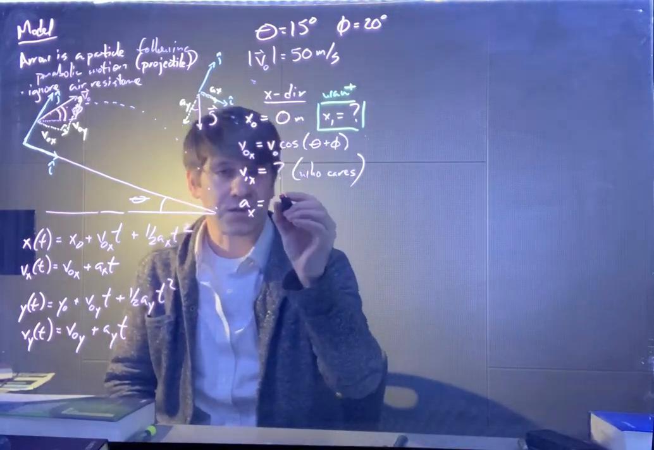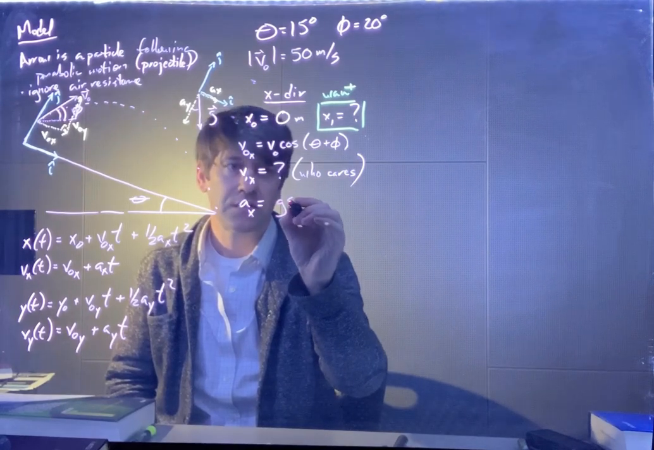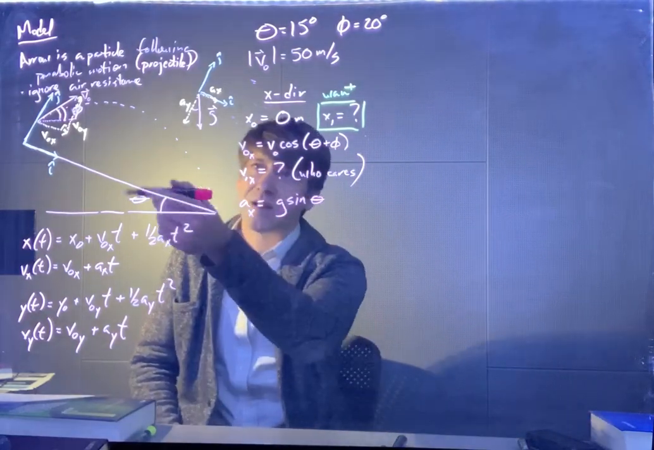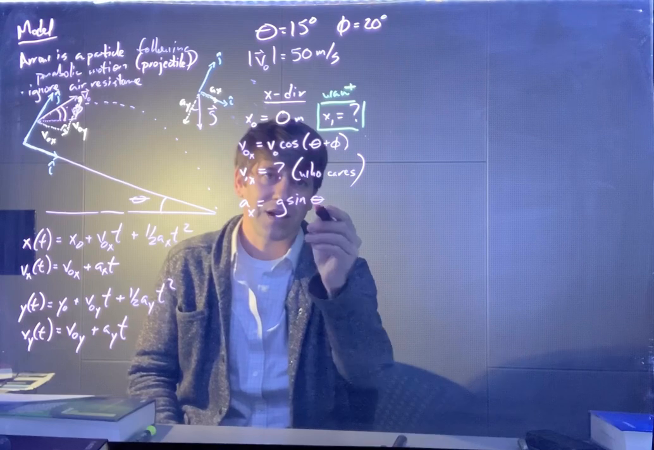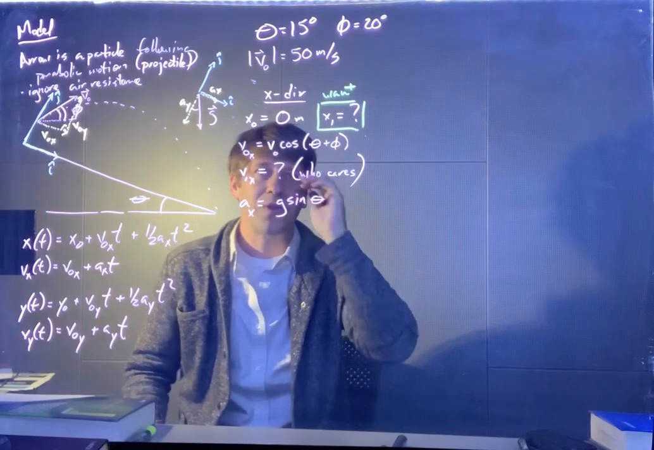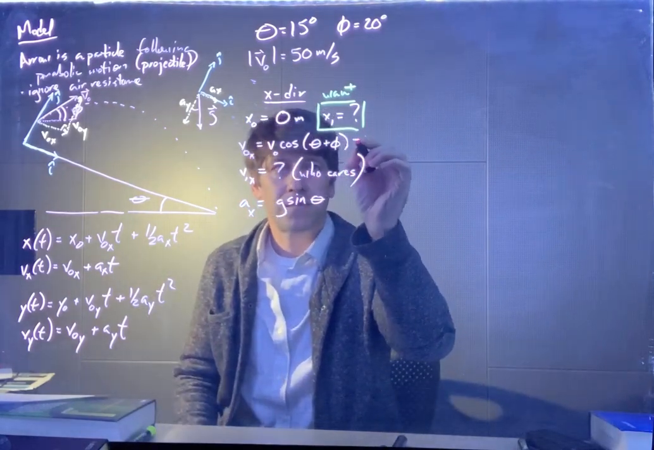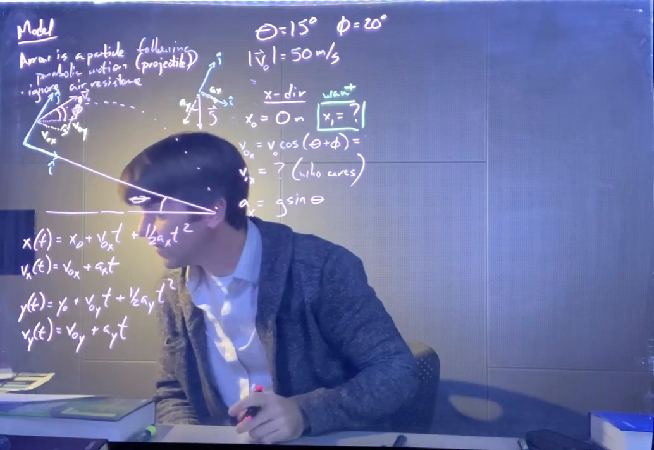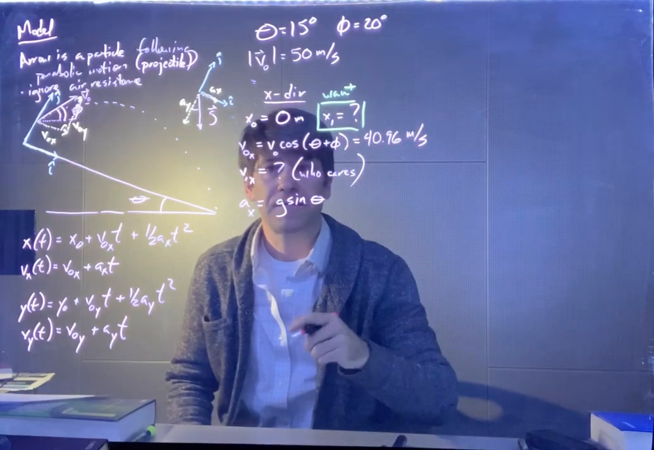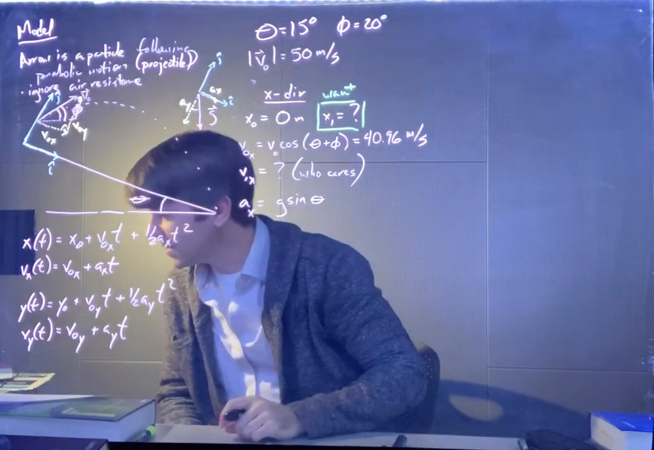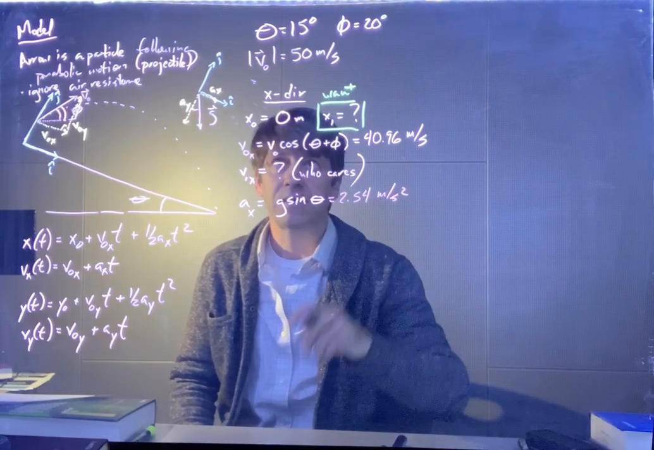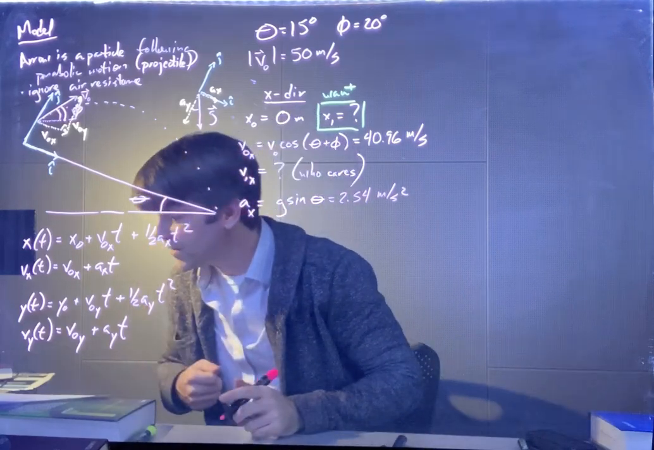Okay, so a sub x is going to be just g sine theta. Does this make sense? Well, if theta were really small, there should be no x component, and sine of theta, sine of 0 would be 0. Okay, that seems about right. Now, if I plug in numbers for these, you'll get v naught x, let's see, is 40.96 meters per second. v1x, we don't know. A sub x is equal to 2.54 meters per second squared.